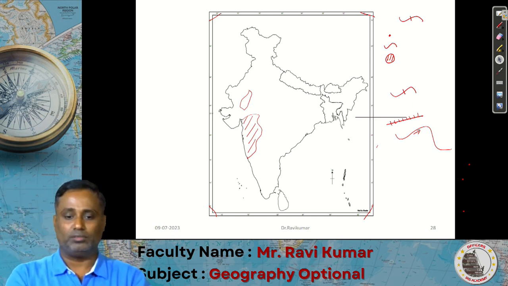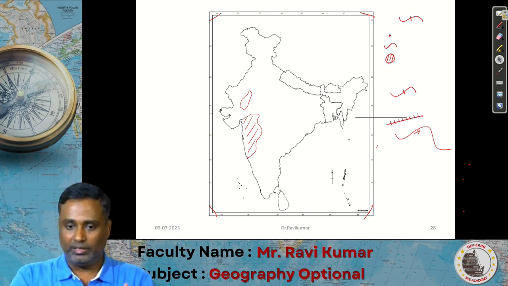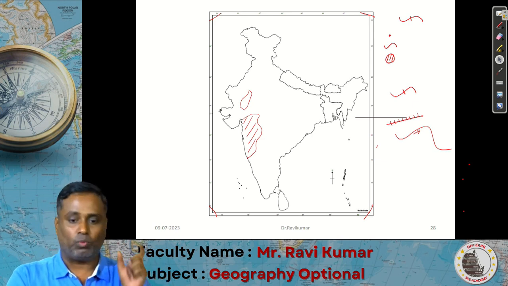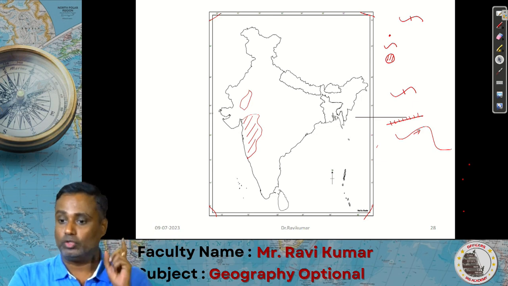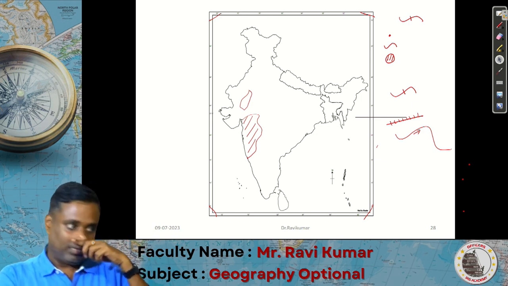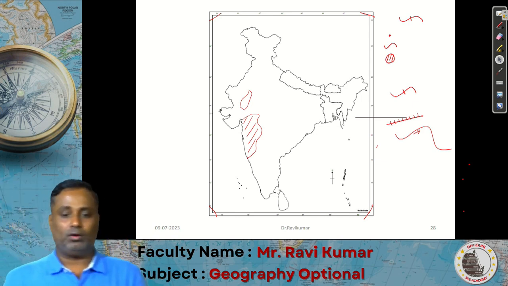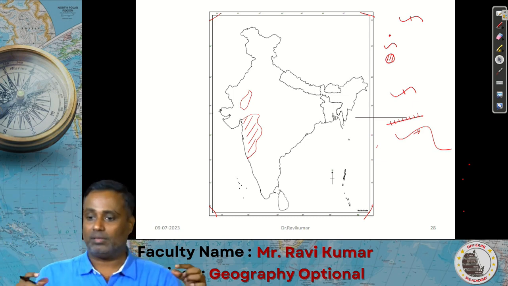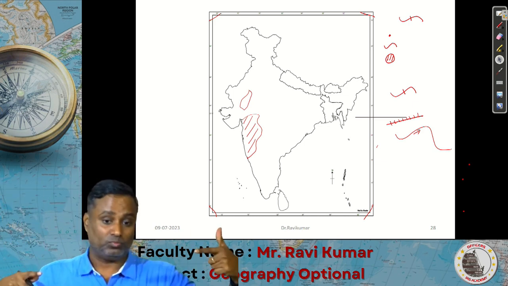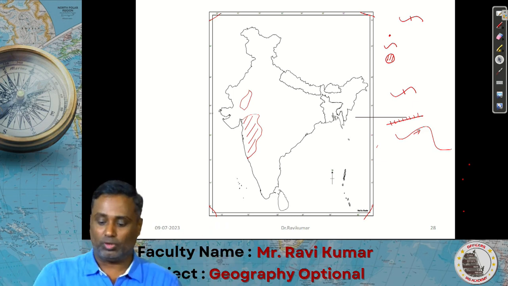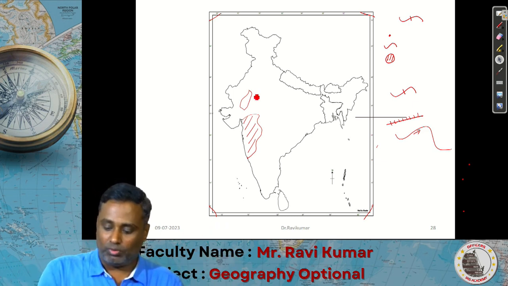Now we got the symbols, right? Dot, linear, and aerial symbols. So based on the question, we should first decide what kind of symbol we should use. Normally, mountains are not drawn as areas. Mountains are linear symbols. Never use an area. Suppose you are marking the Aravali mountain, you should draw a line from here.